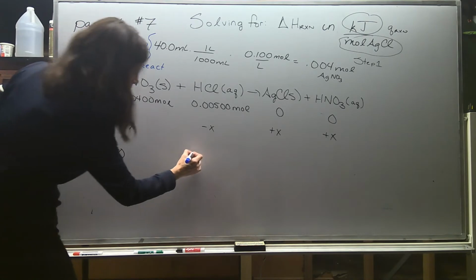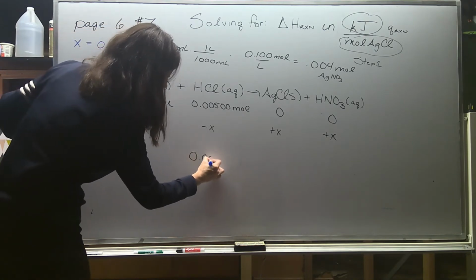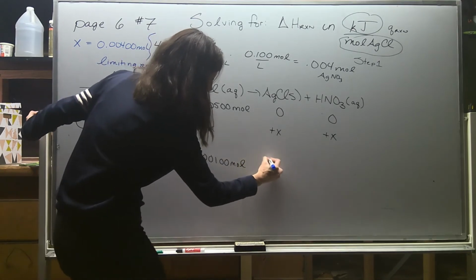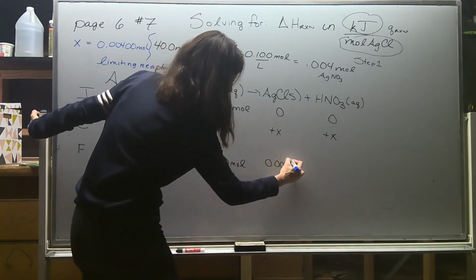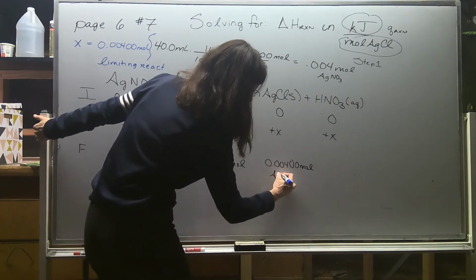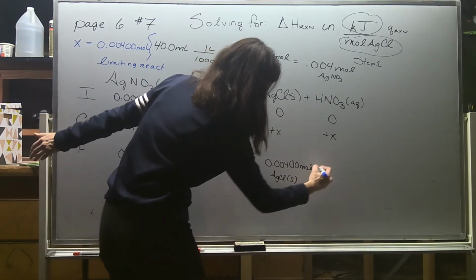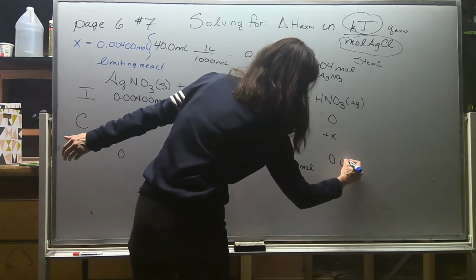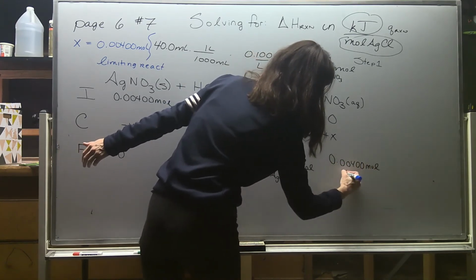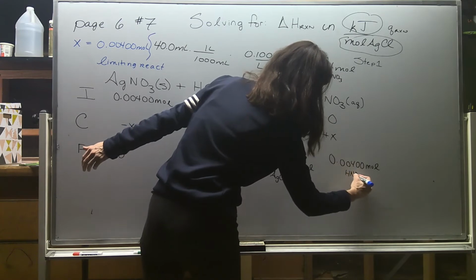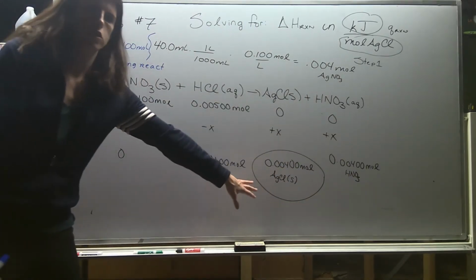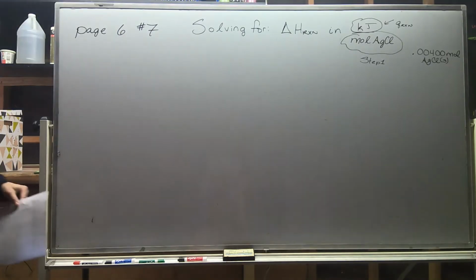So we got 0.00100 moles, 0.00400 moles of silver chloride, and 0.00400 moles of nitric acid. The value that's important to us for the next step is the moles of silver chloride. Now on to step 2.